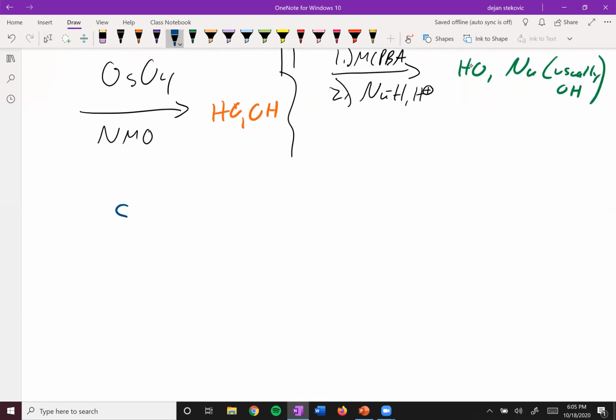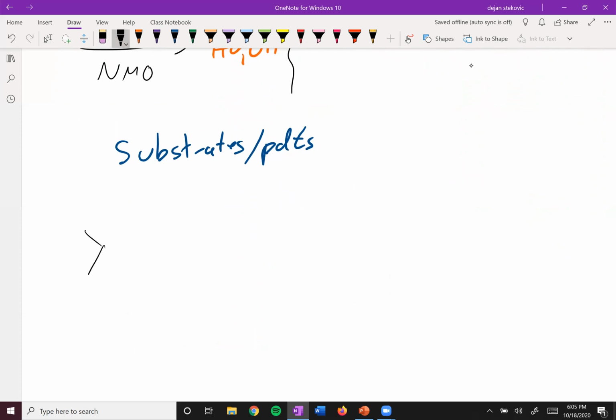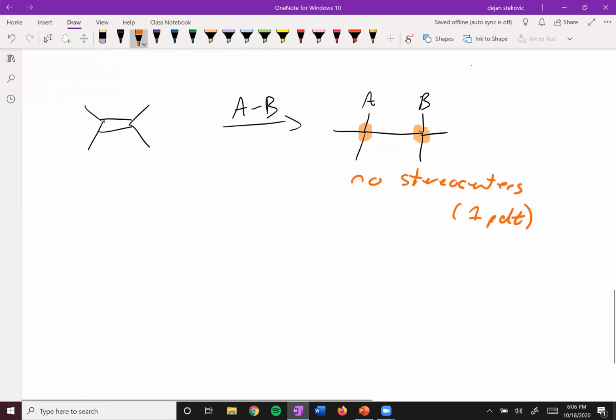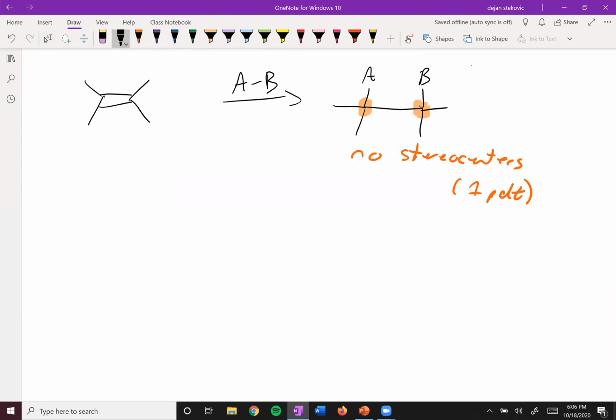The other thing we have to consider are our substrates and the products when we're thinking about the stereochemical outcomes. And so if we have a symmetric alkene, when we add across A and B, it doesn't matter what A and B are, there are no stereocenters here. And so you only get one product because there is only one product. There are no enantiomers, there are no stereoisomers for this compound. And so it doesn't really matter there.